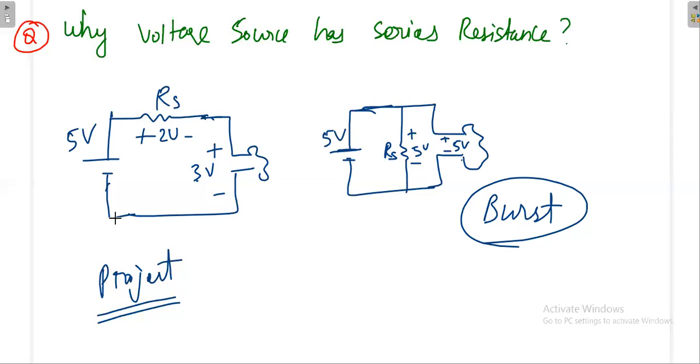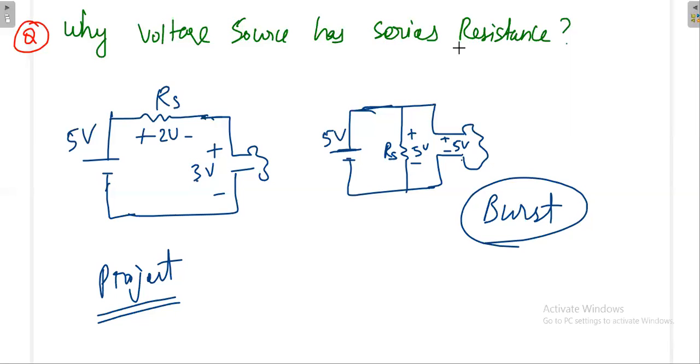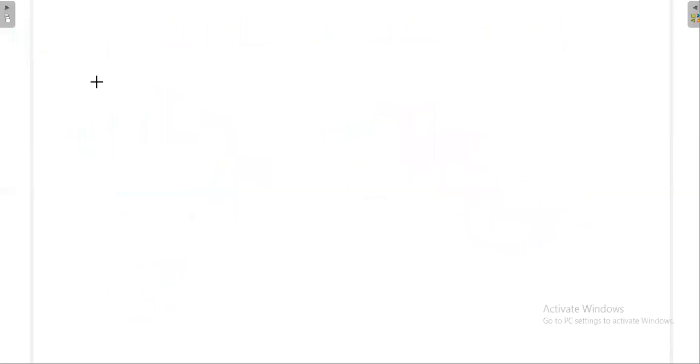I will take one problem. My question is why it is connected in series. What I will do now is connect in parallel. That is useless, so that's why I am connecting in series. That becomes a useless circuit once we connect in parallel. So I will take the circuit like this. I will take the worst circuit, then prove that it is a useless circuit.